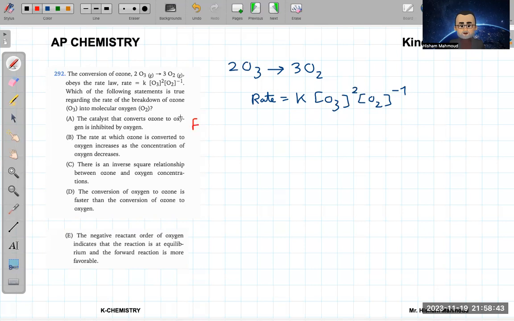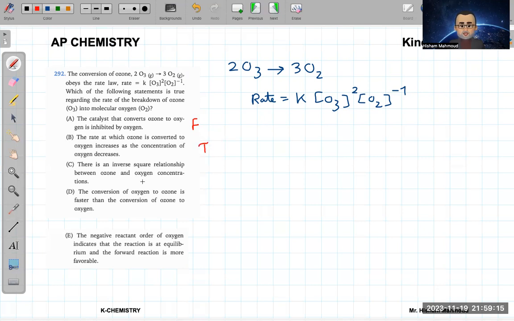Nothing related للكاتاليست. طب, the rate at which the ozone is converted to oxygen increases as the concentration of oxygen decreases. Oh, that makes a lot of sense because this is -1. So when you decrease the concentration of oxygen, because it's -1, the rate will increase. So it makes a lot of sense, can be true.